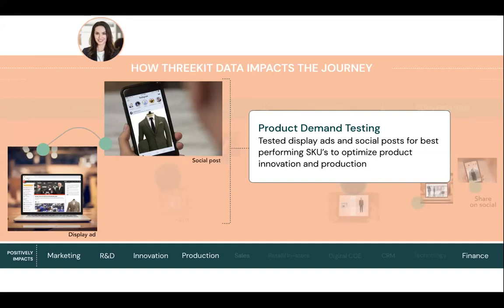You can deploy the thing that you're testing, say it is a color, onto an existing 3D asset, put it out into the world, see if customers react. That has impact on marketing for sure, but also it positively impacts research and development, innovation, production. If you're producing more of what is sure to sell, certainly it can create efficiencies. So product demand testing is just one way this data can impact Gina's business.